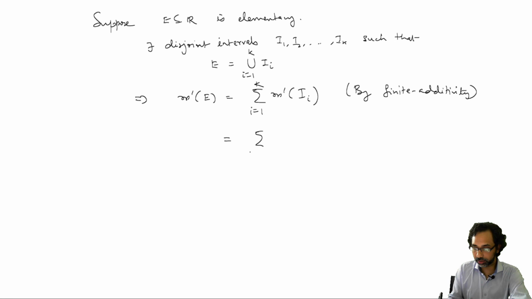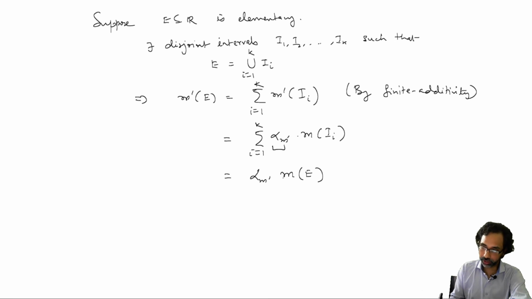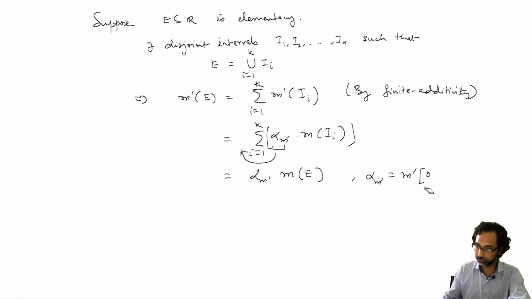But now we know that this is equal to alpha M prime times m of I, and this is alpha M prime, and by the finite additivity property of our elementary measure, this is simply m of E. You can take this constant outside the summation. So we have shown that M prime of E is equal to alpha M prime times m of E, where alpha M prime is simply the value M prime of 0, 1.